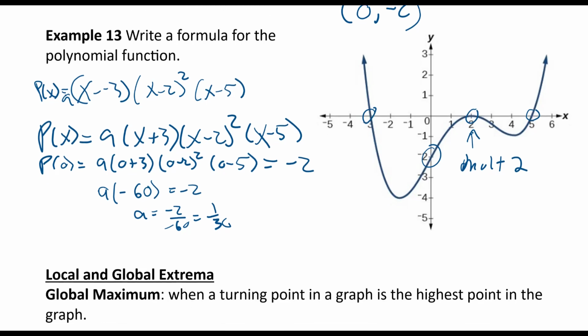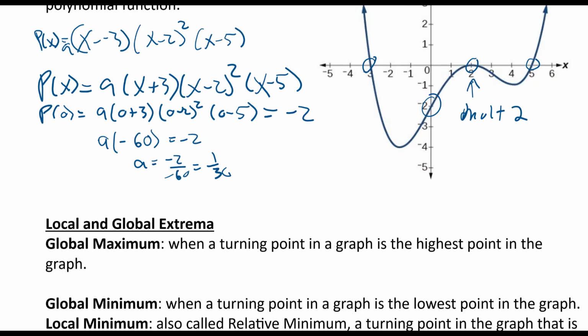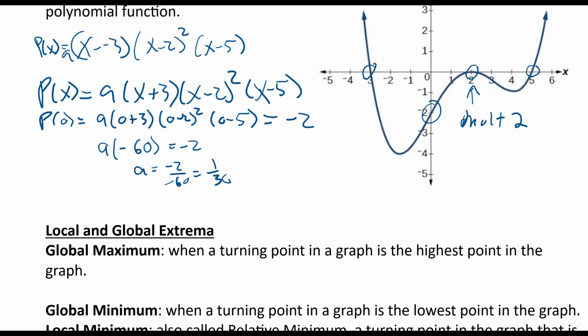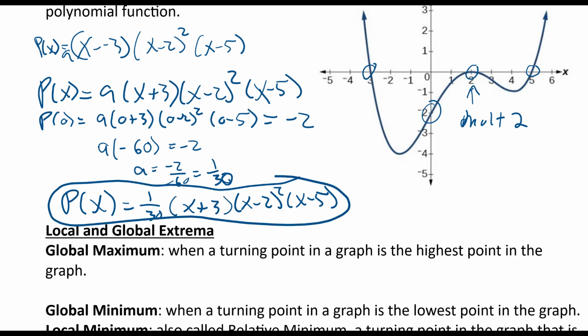So our polynomial p of x is 1 over 30 times x plus 3 times x minus 2 squared times x minus 5. There you go.